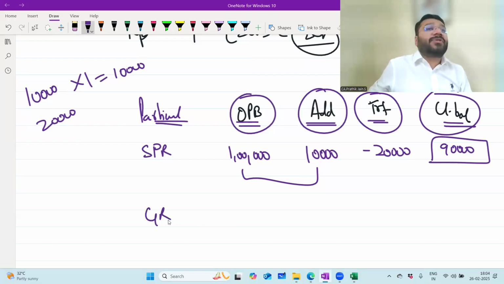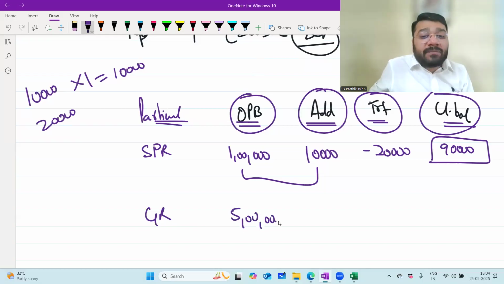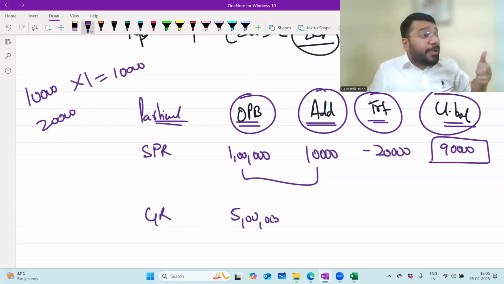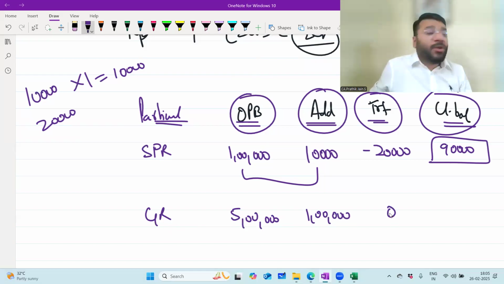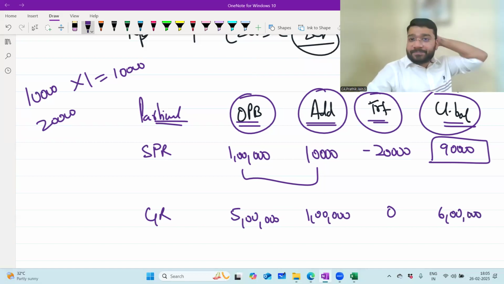General reserve. Let's suppose in the beginning of the current year, we already had 5 lakh rupees in the general reserve. In the current year, we transferred 1 lakh rupees from the P&L account to GR. So GR is increased by 1 lakh. Which column will I put it in? Addition column. I have not utilized that, so transfer is 0. So what is my closing balance? 6 lakh rupees. Any difficulties?